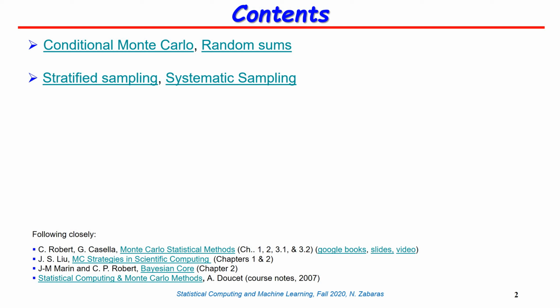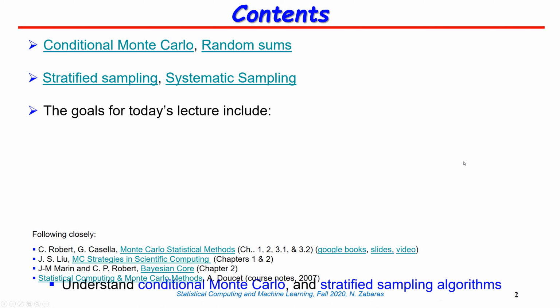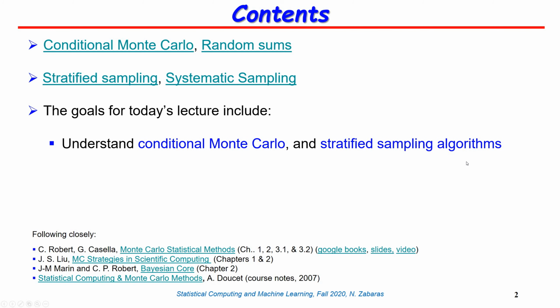And again, all of these methods have only one objective. So if you actually understand that by the end of the lecture, then you're all set. That objective is to come up with Monte Carlo estimators that have reduced variance. So the goals for today's lecture would be to understand and know how to use conditional Monte Carlo, and similarly to understand and use stratified and systematic Monte Carlo sampling algorithms.